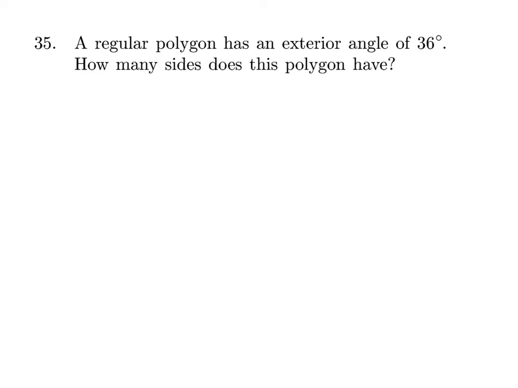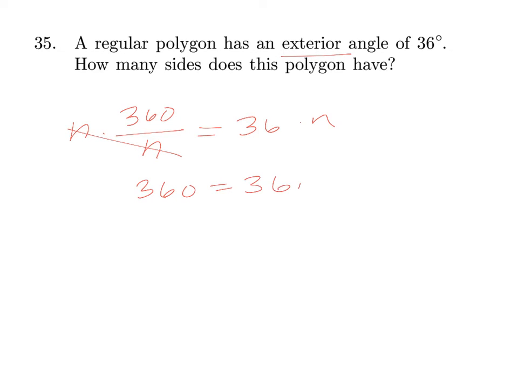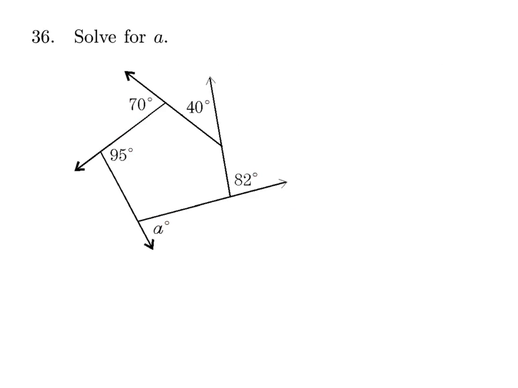A regular polygon has an exterior angle of 36 degrees. How many sides does this polygon have? All right, to figure out each exterior angle, I take 360 and I divide by n. In this case, it's equal to 36. So I multiply by n on both sides to start with. Now I divide by 36. And n is equal to 10. And that's all there is to it. That's how many sides I have.